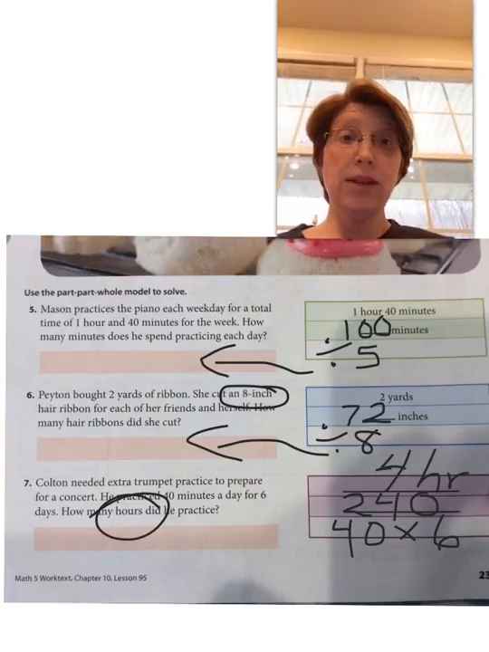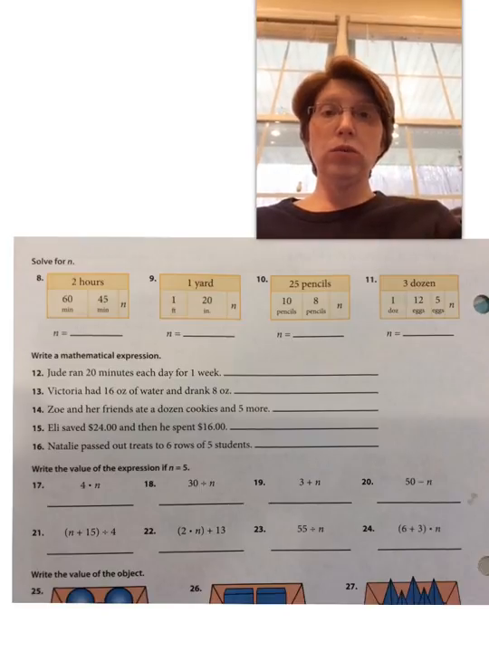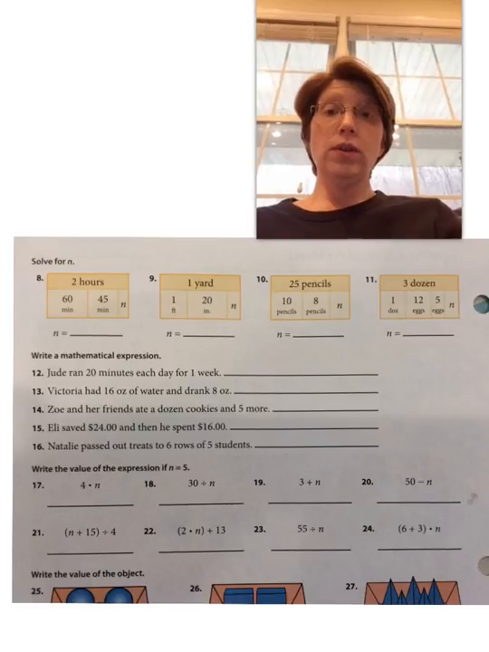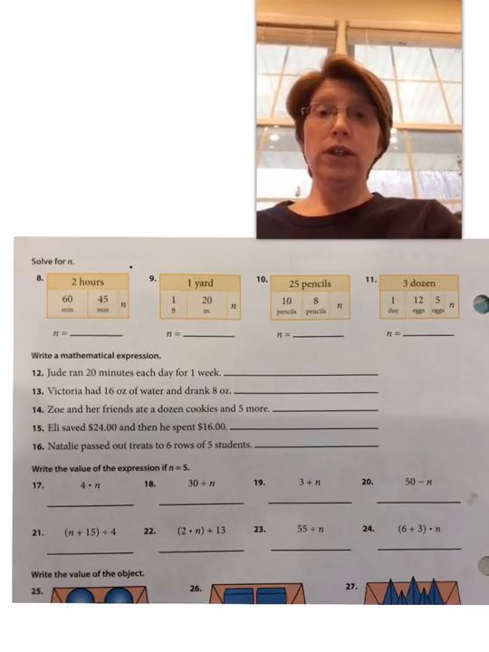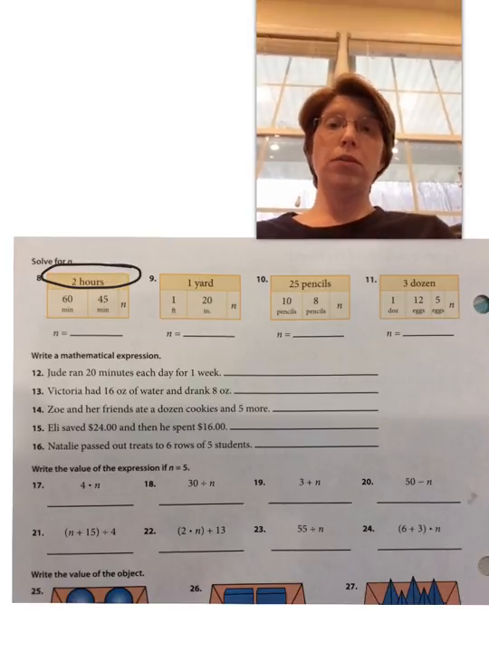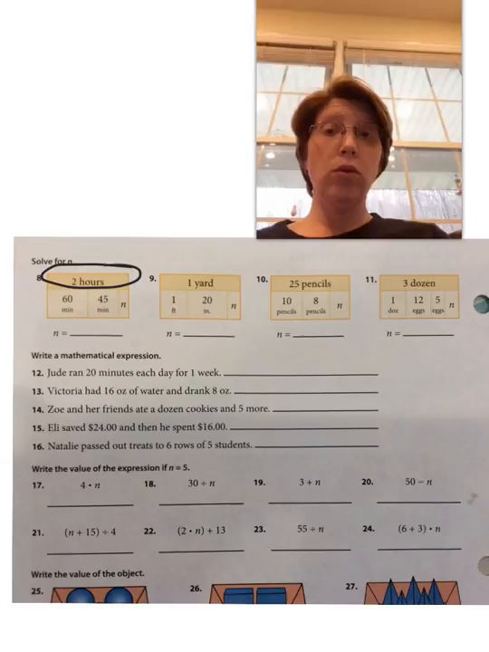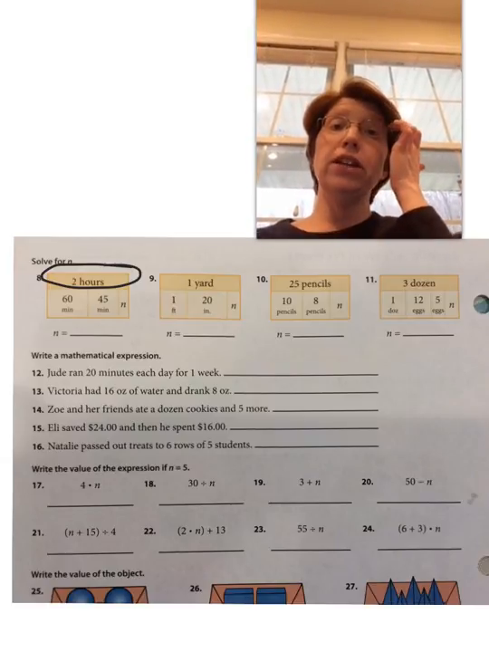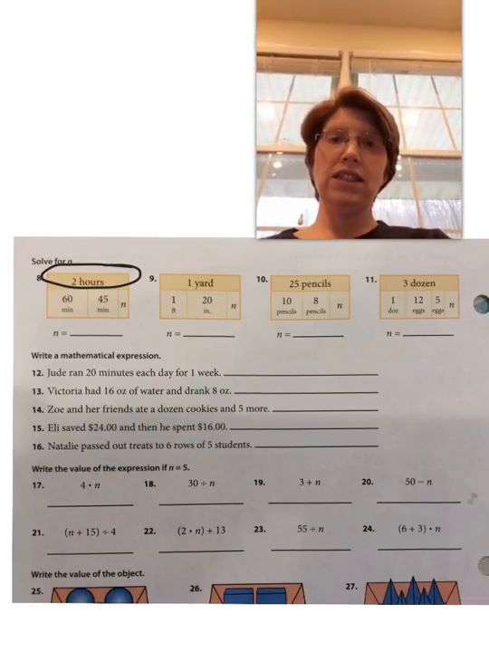Okay, now let's look at the back. We're on the back now, and we're looking at 8 through 11, and it says solve for n. So we have the total in the yellow at the top. On number 8, it tells us we're starting with a total of 2 hours. They've already given us 60 minutes of it, which is how much of it? An hour. And then we have another 45 minutes.